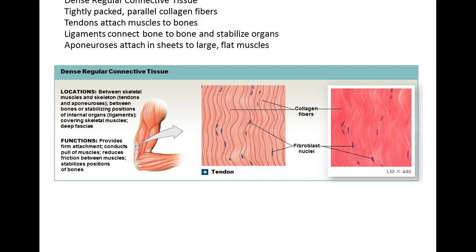Aponeuroses are sheets of flat attachments over flat areas like your abdominal area. And although I'm not saying that muscles are connective tissue, you have this dense regular connective tissue as the fascia that is marbled in amongst those muscle cells, the muscle tissue.